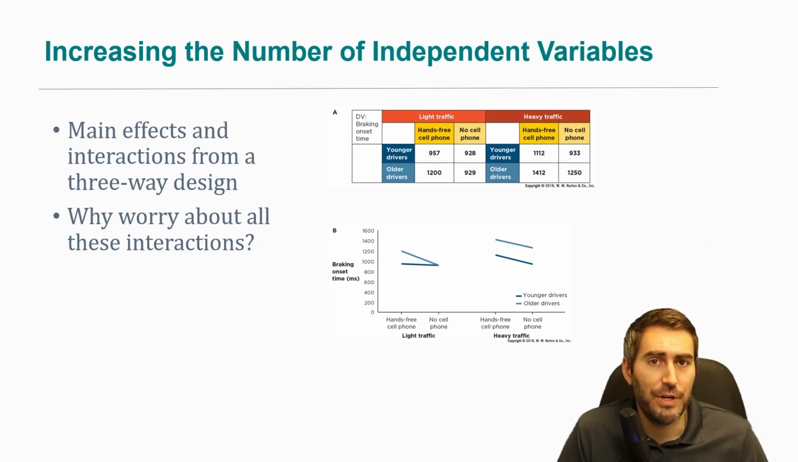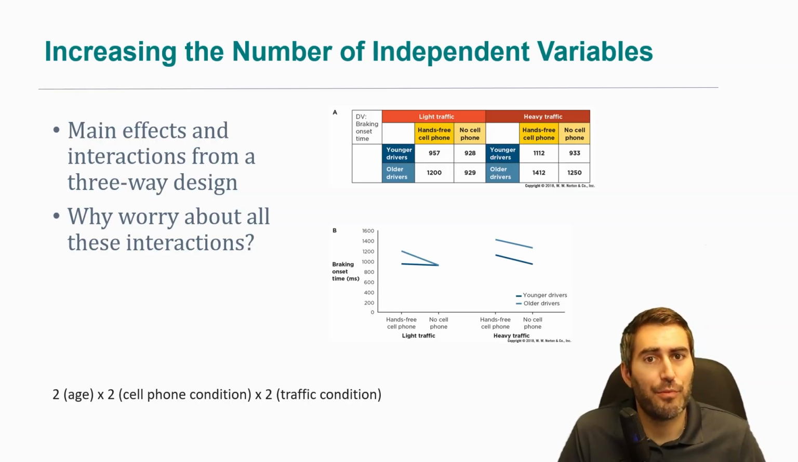Sometimes more than 2 independent variables are needed. For example, suppose Strayer and Drews decided to add a third independent variable, such as traffic condition, and suppose this had 2 levels, dense traffic and light traffic. So now we have a 2 age by 2 cell phone condition by 2 traffic condition factorial design. It's also called a 3-way design because there are 3 independent variables. This also means that there would be 8 cells, 2 times 2 times 2.